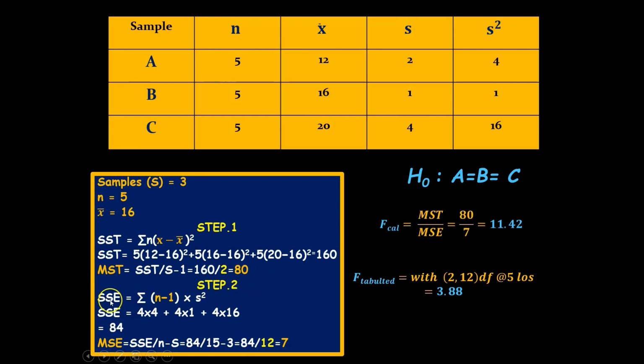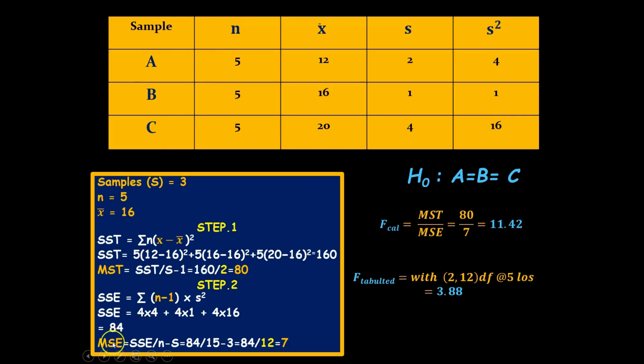So first we need to get the variation due to errors, that is summation n minus 1 into the sample variance, that is 4 multiplied by 4 plus 4 multiplied by 1 plus 4 multiplied by 16. In the first case, 4 is the variance of the first group, 1 is the variance of the second group, and 16 is the variance of the third group. And this 4 remains constant, it's n minus 1 for each and every group, that's 5 minus 1, 5 minus 1, and 5 minus 1. So 84 is the variation due to the errors, or we can say a non-assignable cause.